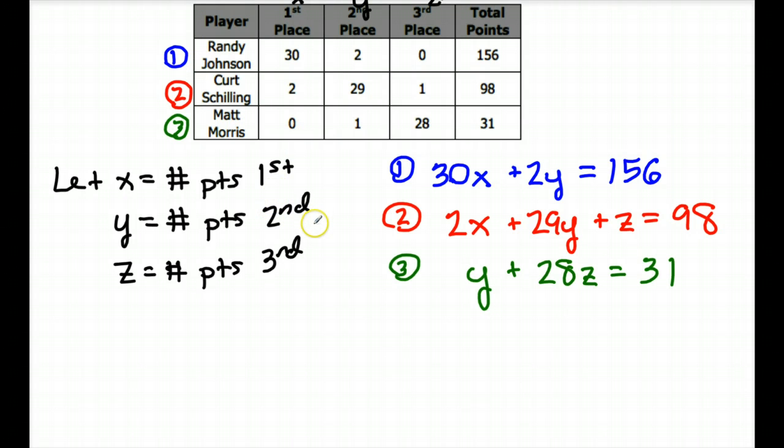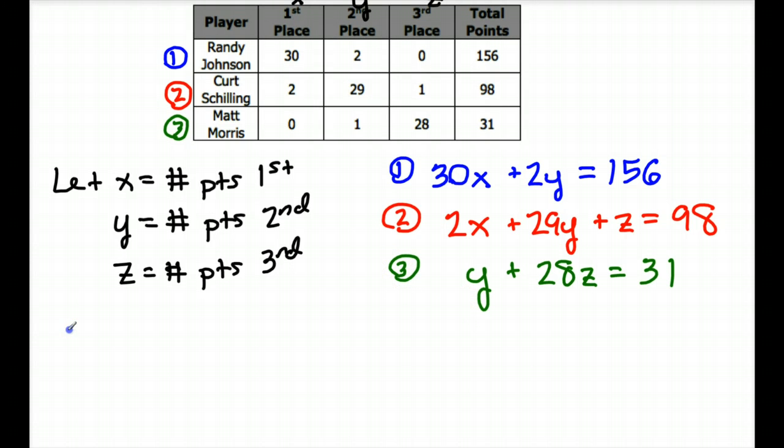Because again, the goal of equations 4 and 5 is to get a 3-variable system down to a 2-variable system. Well, we've already got 2 variables in one of our equations. So I'm actually going to take equation 3 and make that my equation 4, not going to do anything to it. That's going to be y plus 28z equals 31. Now I already have one equation that has just 2 variables, y and z, no x. So now I need to get equation 5, and I need to also get rid of x.